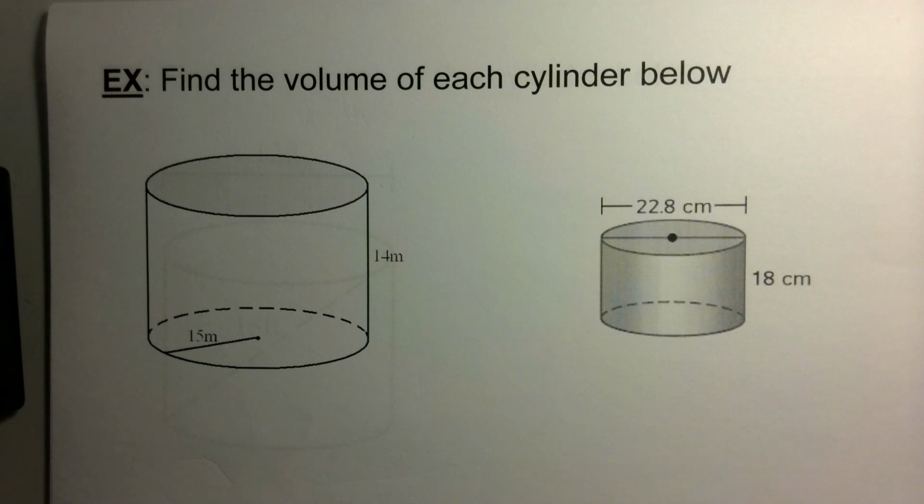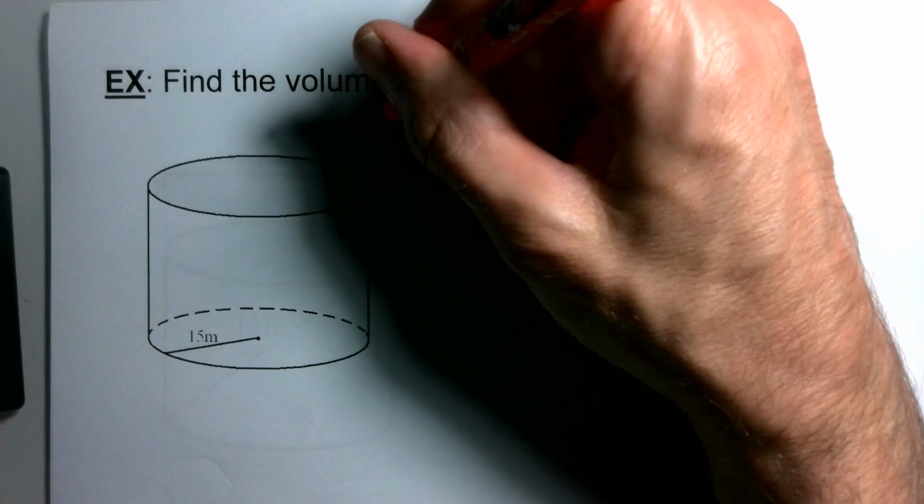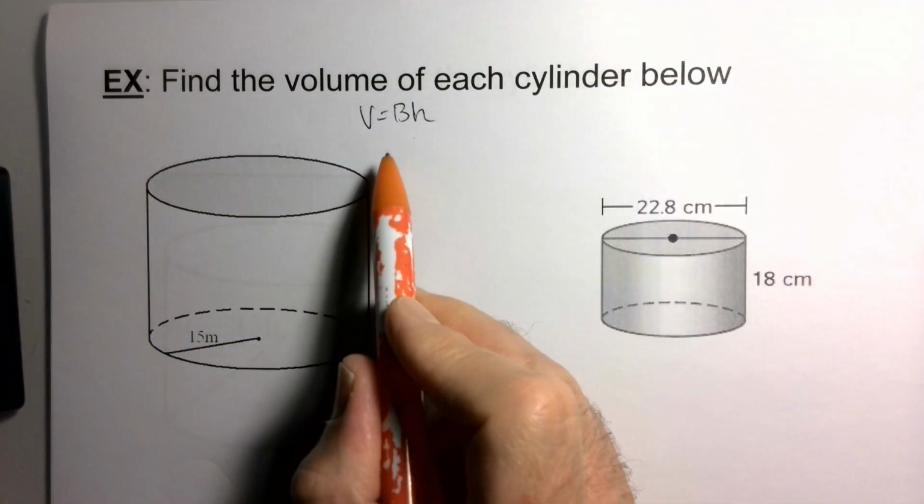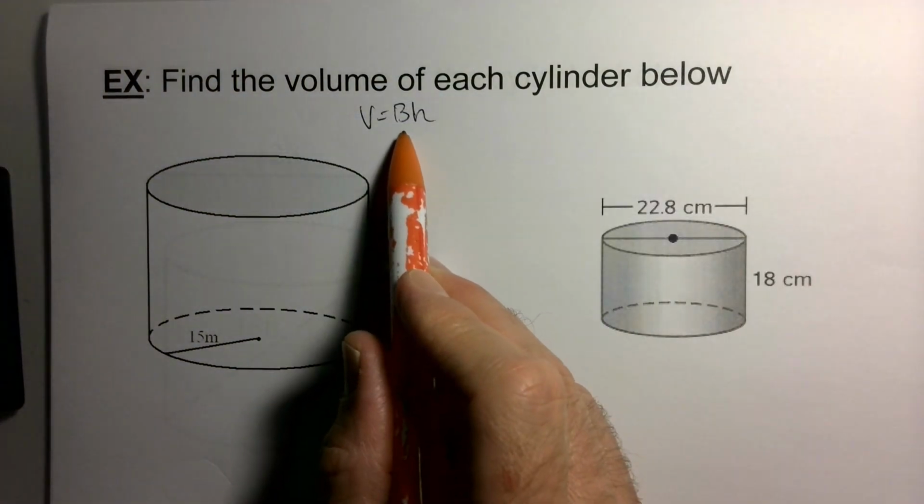It acts just like a prism. The only difference is my bases now are circular instead of polygonal. So since that is the case, the formulas are going to be identical. The formula for volume of this is still going to be area of base times height. The only difference is how you calculate that area of your base.